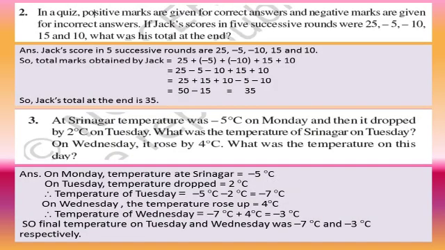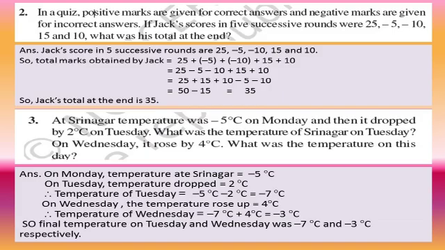Question 2. In a quiz, positive marks are given for correct answers and negative marks are given for incorrect answers. If Jack's scores in 5 successive rounds were 25, -5, -10, 15 and 10, what was his total at the end? Okay, I am first writing down Jack's scores in 5 successive rounds: 25, -5, -10, 15 and 10. Now what do we have to find out? Total. So for the total marks obtained by Jack, I will add all the integers.